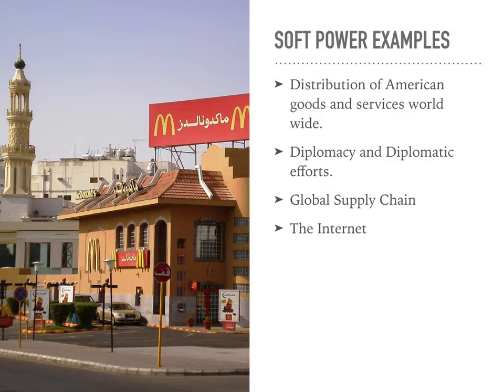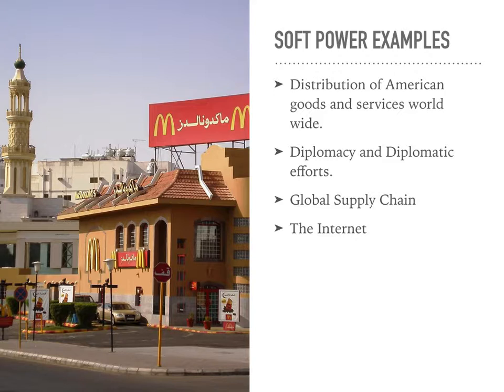But also things like diplomacy and diplomatic efforts. There's a reason why the US State Department is the largest such entity in the world, because the United States spends lots of money with its State Department basically promoting a healthy, good image of itself. Things like the global supply chain, products made in America, or money coming from America to purchase products abroad. And lastly, the internet. This is perhaps the most indicative one of the 21st century: American cultural capital reaching across the world, and with that comes soft power.